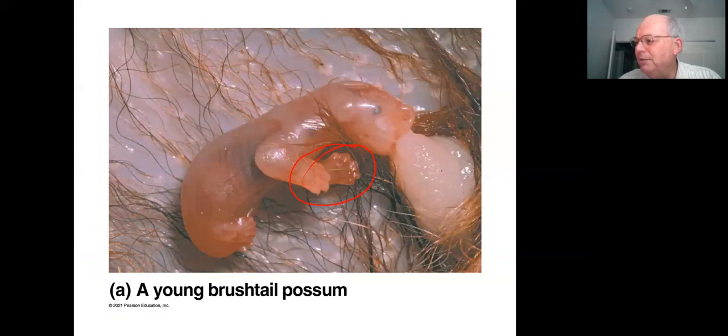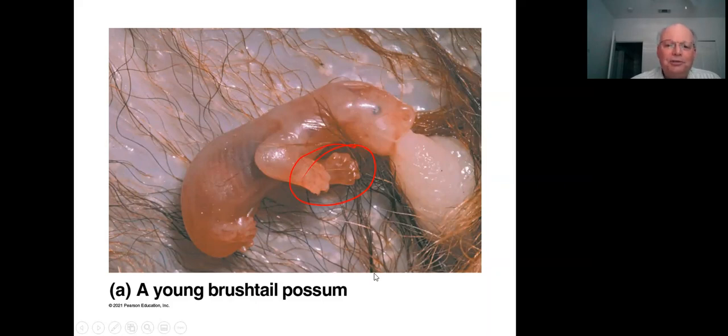Then it crawls into the marsupium and crawls around, again using the very sensitive nerve endings in the snout to find a teat or a nipple. And it latches on, and it may stay latched on there for the next 2 to 3 months, feeding on the mother's milk. It continues its embryological development then inside the marsupium.